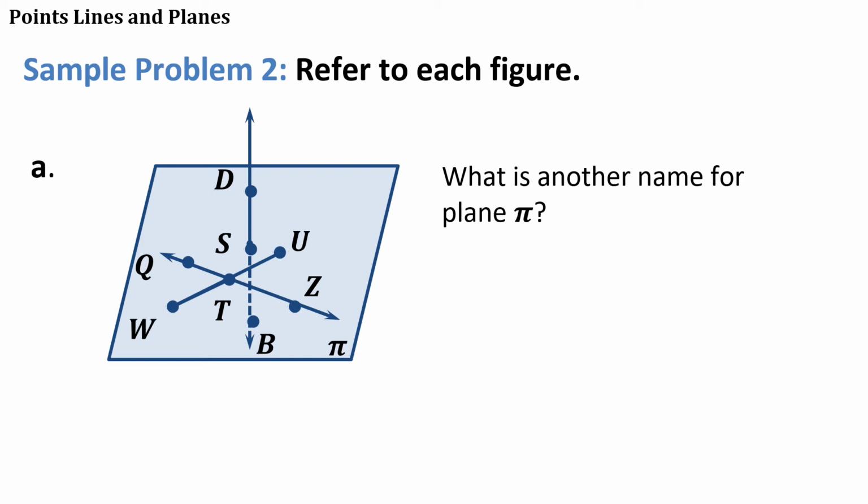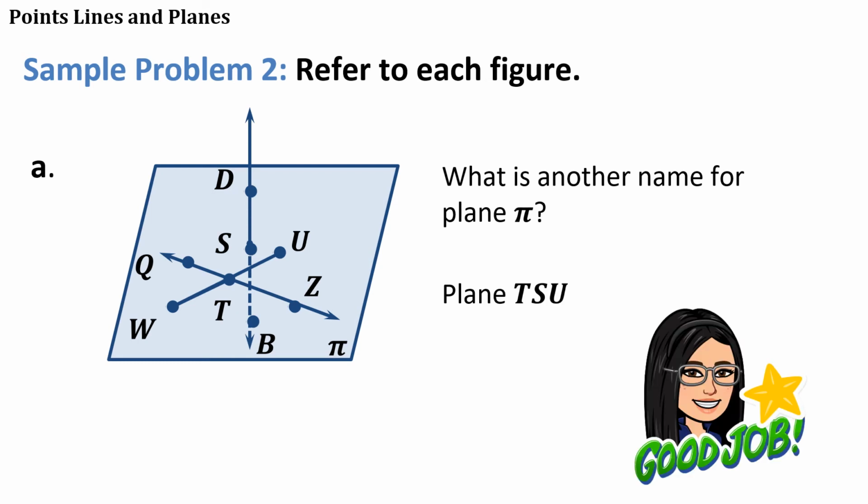Now, what's another way that we can name a plane? I know that this plane is called plane pi, but I also told you that you can name a plane with just 3 points. So for example, I can say that this plane is plane T, S, and U. They are 3 coplanar points.